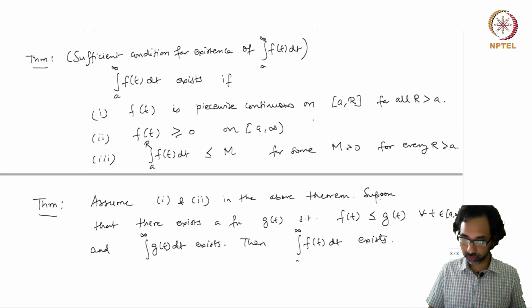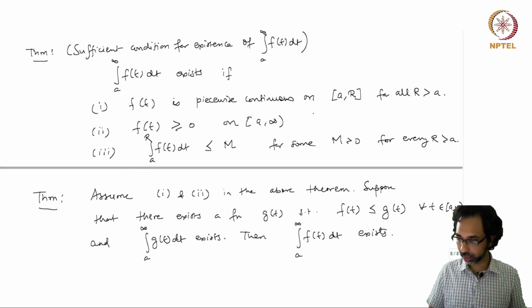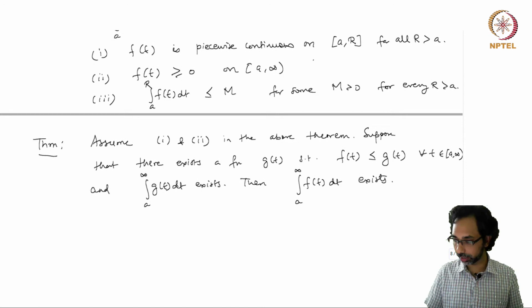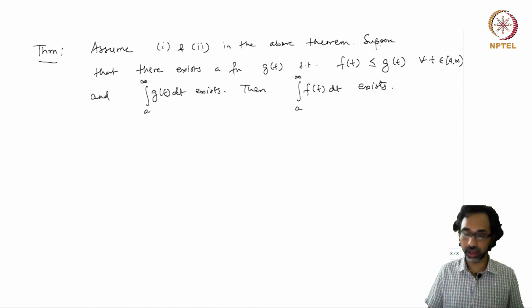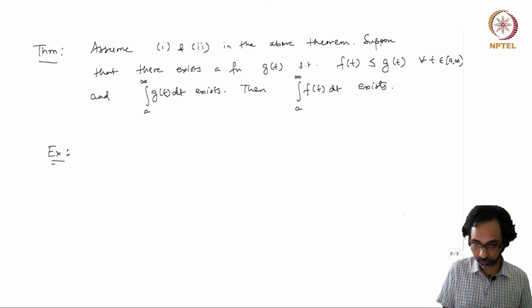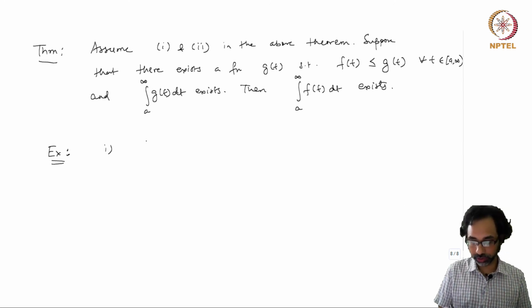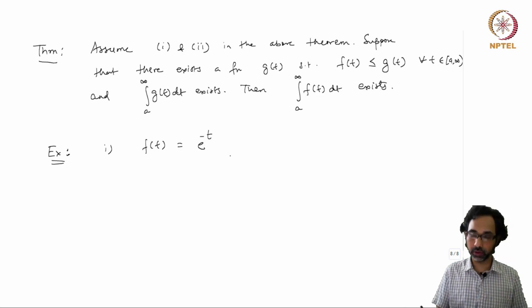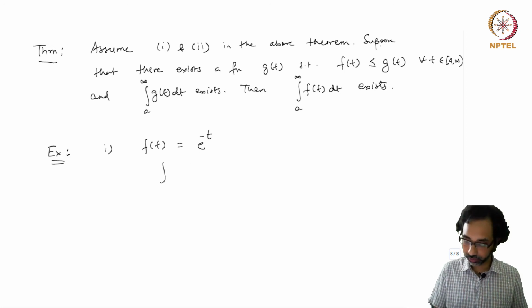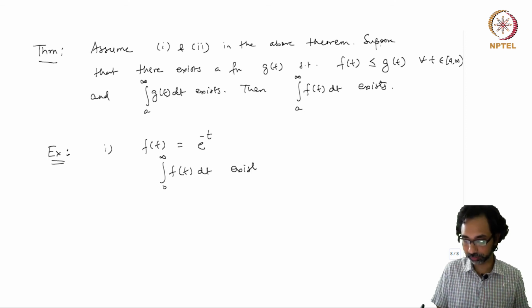So these are two sufficient conditions that I want you to know, and they can be used to check whether some integrals exist as an improper Riemann integral or not. So let me give a couple of examples. The first case is f(t) is e to the power minus t. Now we already know that this improper Riemann integral from 0 to infinity of f(t) dt exists.